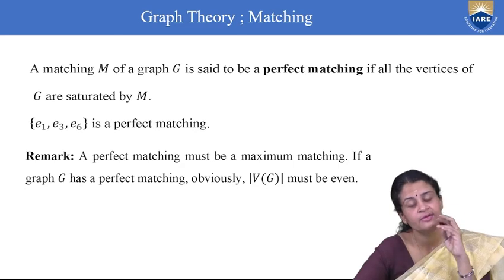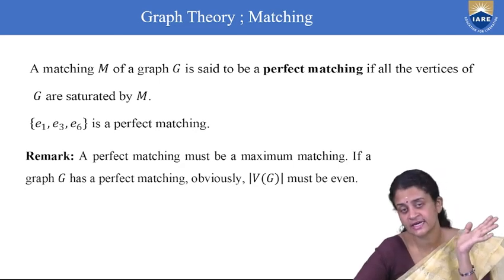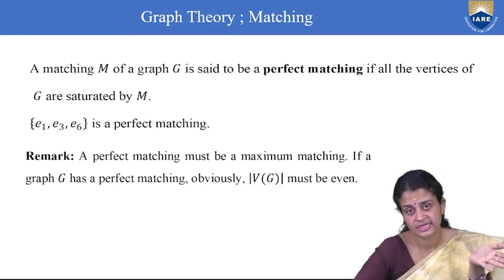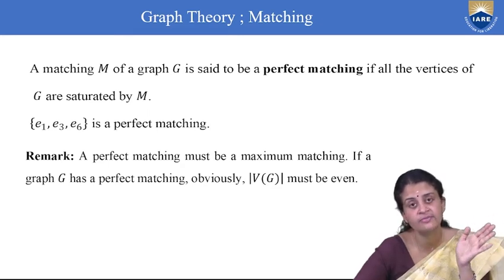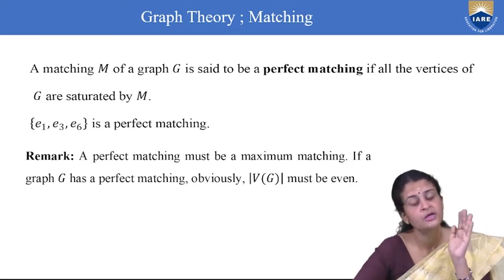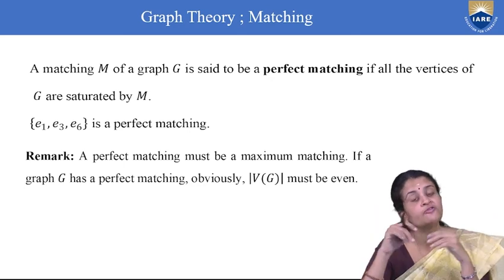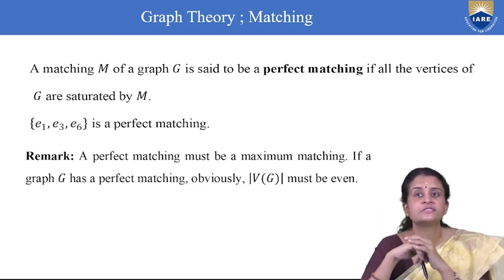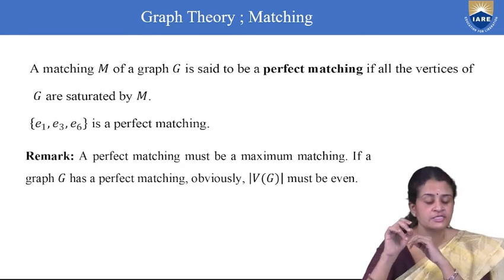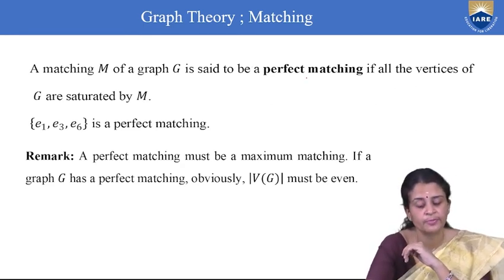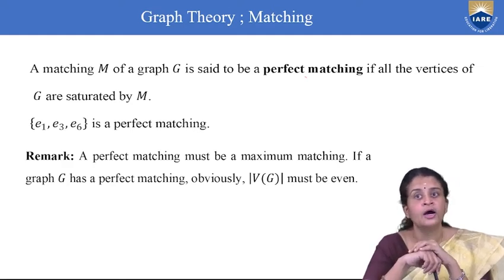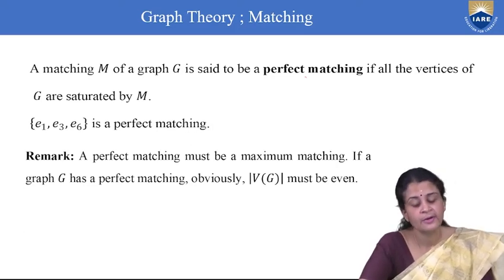Then we have seen what saturation is. An edge is said to be saturated with respect to a matching if edge E belongs to the matching. Also, a vertex is said to be saturated if it is an endpoint of any of the edges in the matching. If every vertex is saturated, then it is termed a perfect matching. That is, a matching M in a graph G is said to be a perfect matching if all the vertices of G are saturated by M. A perfect matching must be a maximum matching.